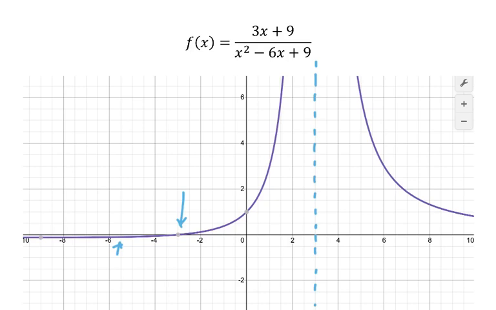So I hope that's a useful example of how you can graph a rational function. There is a second video that gives a different example, and I hope you'll find those helpful and that you'll find them fun.